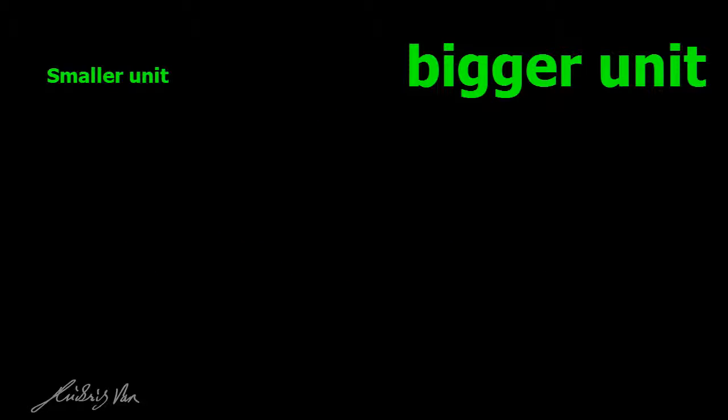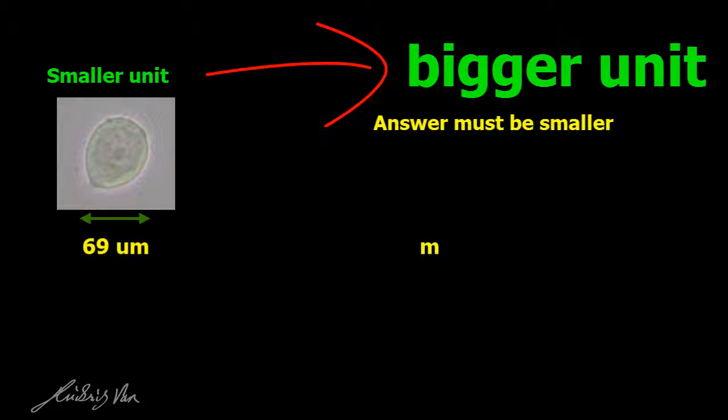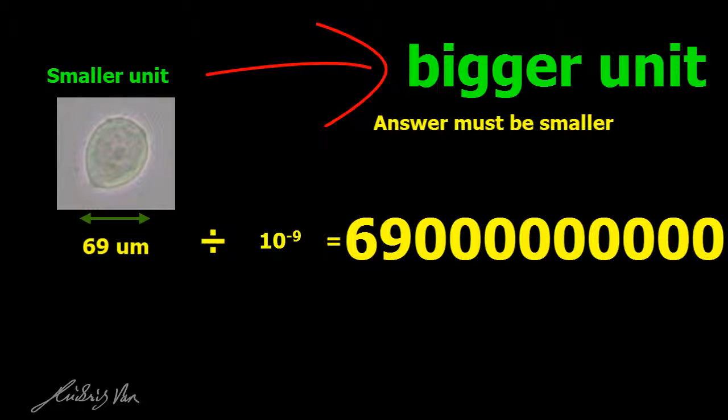Let me give another example. Let's say a breast cancer cell is 69 micrometer, and I want you to convert this into meter. What we are doing here is converting a smaller unit to a bigger unit. So the answer needs to be smaller. Because it is micro, we know that it is related to 10 to the power of negative 9. So let us try to divide 69 by 10 to the power of negative 9 first. And we will get a humongously large number. This is clearly not the answer because it is bigger than 69.